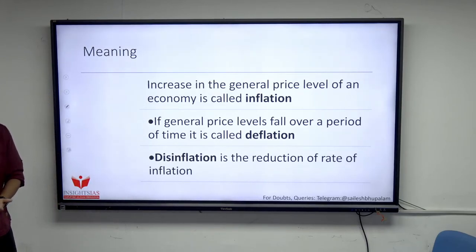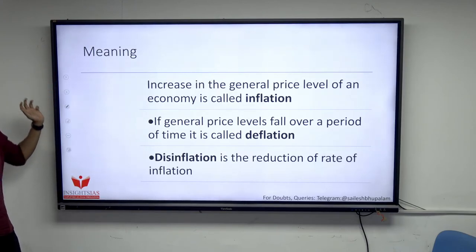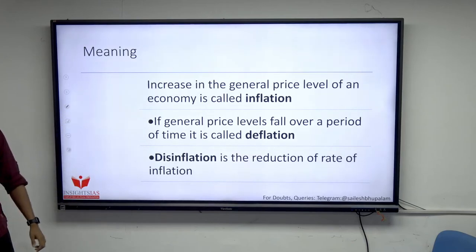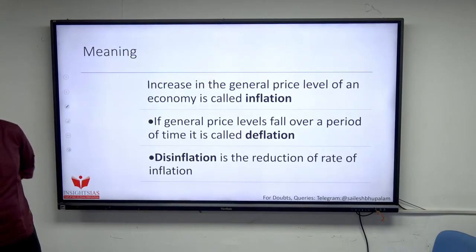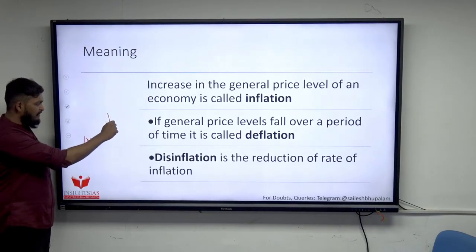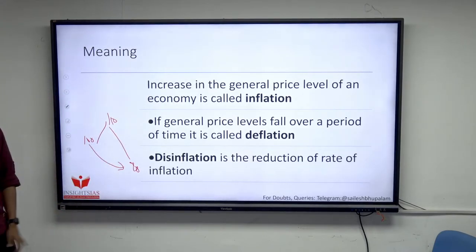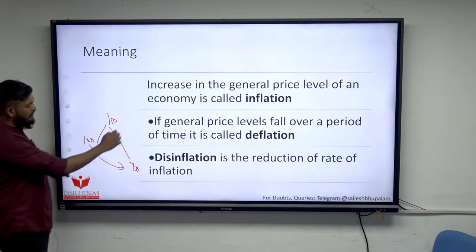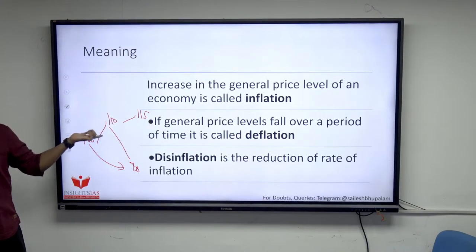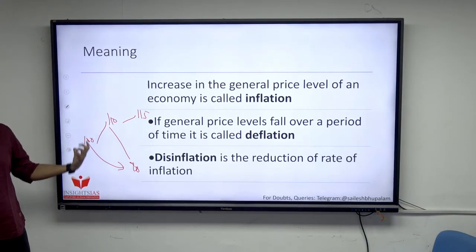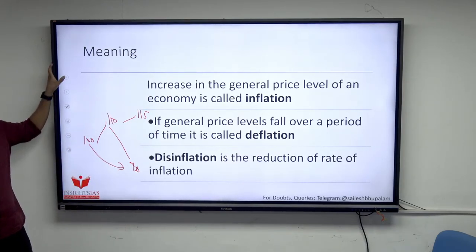So what is the meaning of inflation? Everybody knows this already. Increase in general price level is inflation. If there is an actual decrease in general price level, then it is called deflation. Increase means a 100 rupee item became 110. If it became 90 rupees, then it is a decrease. This is deflation. Disinflation means first it became 110, then it became 115. Here a 10 rupee increase, here only a 5 rupee increase. Still an increase is happening or not? Increase is still happening. The rate of increase has reduced. This is called disinflation.